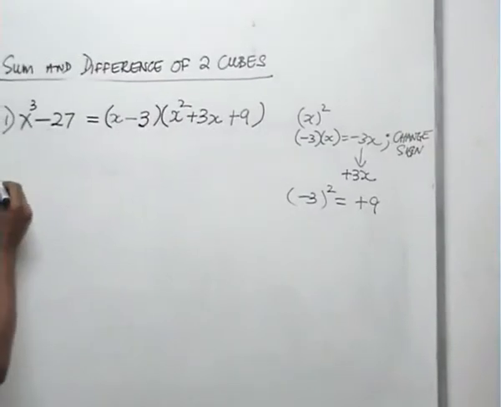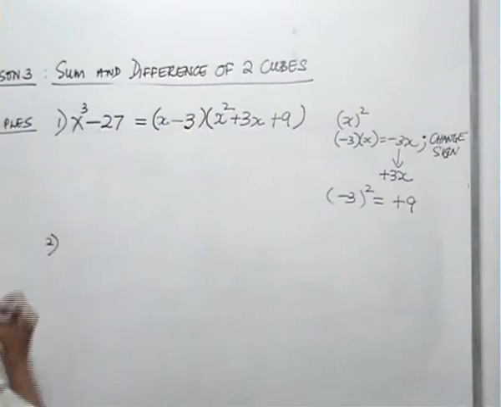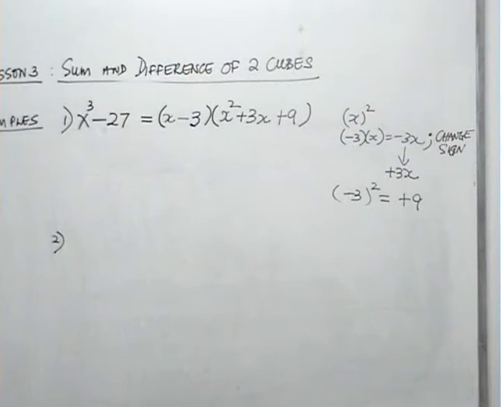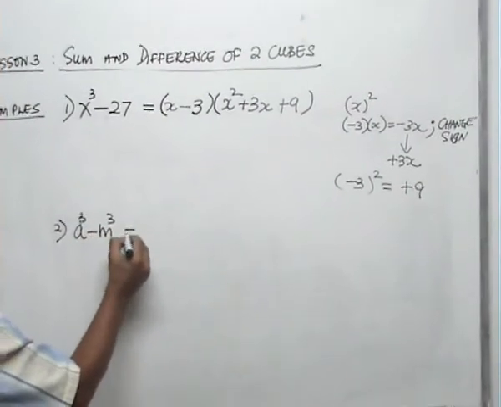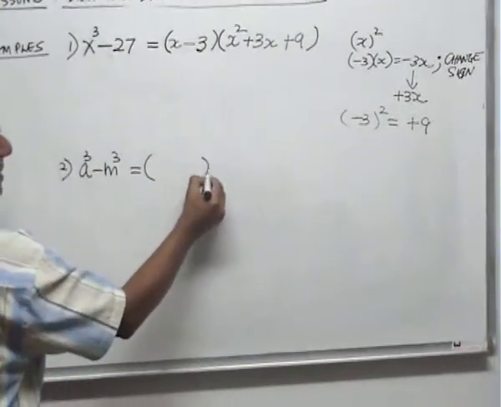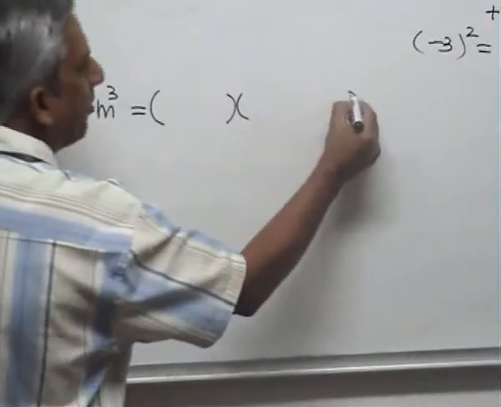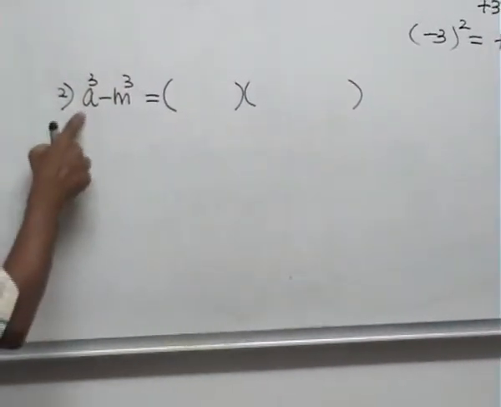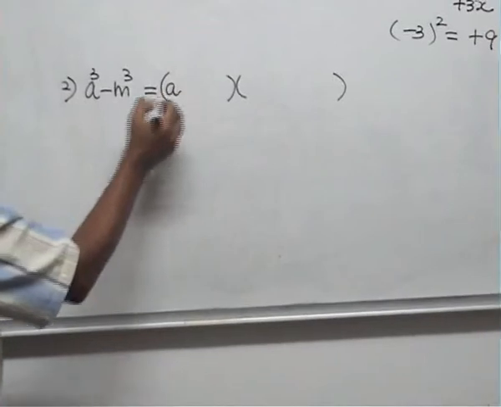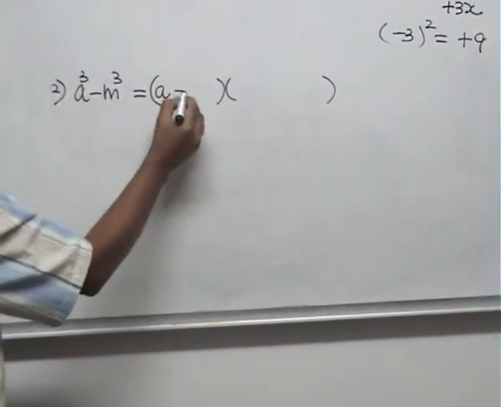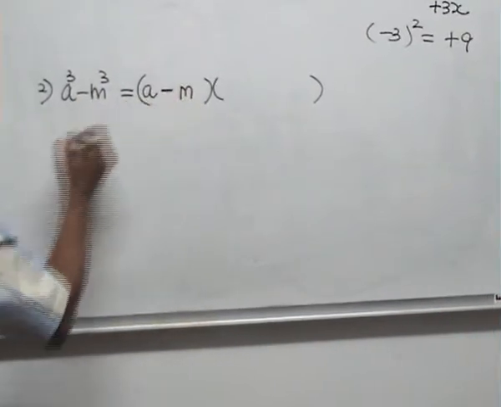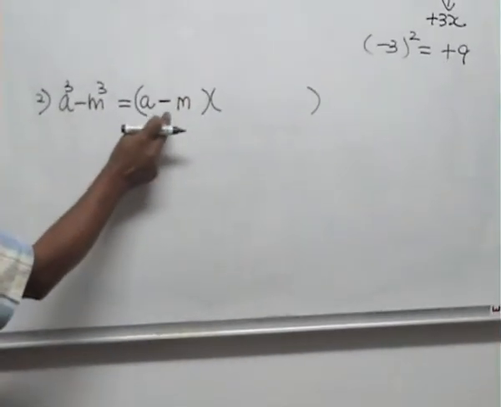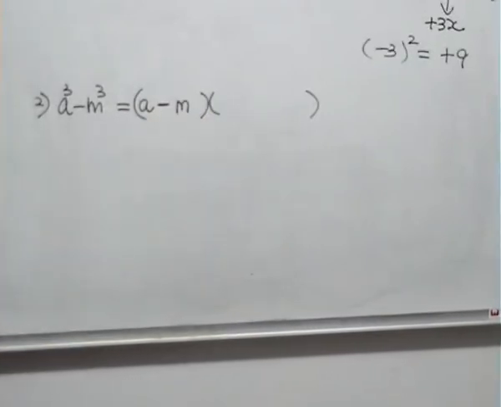Alright, let's do another example. I'm just going to lower down here. Number 2. a cubed minus m cubed. So there will be one small bracket and there will be one bigger bracket. Cube root of a cubed, a. Minus sign, you write minus. Cube root of m cubed, m. Once you have this first bracket, it will help you to get the second one.